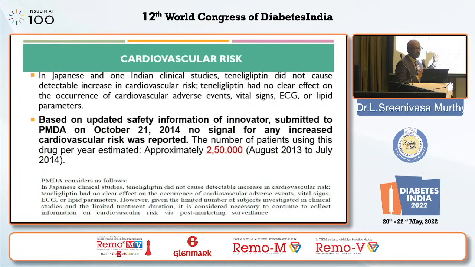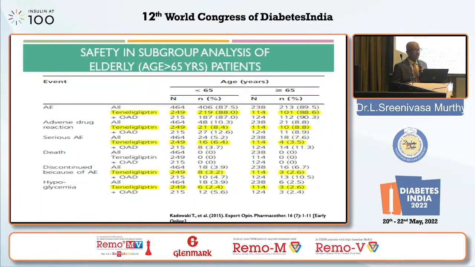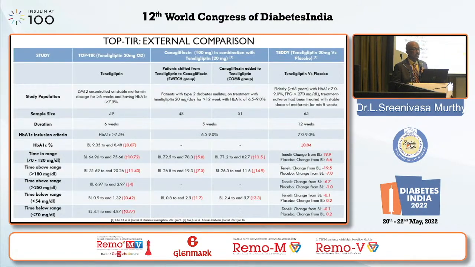Similarly, for the CV risk, approximately 2.5 lakh patients were exposed to this, and there was no signal for any increased cardiovascular risk. There is no CVOT trial, but this is the data pulled out retrospectively. And on safety, our TIR trial covered patients less than 65 years, and I'm showing you data where patients more than 65 years are also covered, and the safety is very clearly shown.